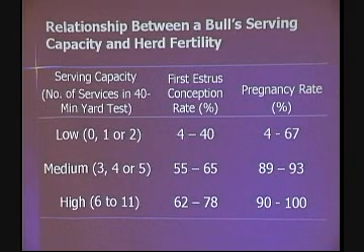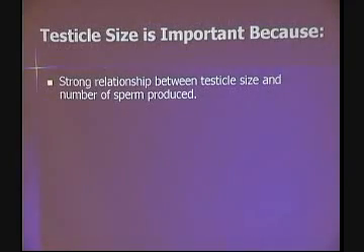Those bulls are at a 90% overall pregnancy rate, and you go to the high category, you're in the 70% first service conception rate, and nearly 100% of the cows are getting bred.